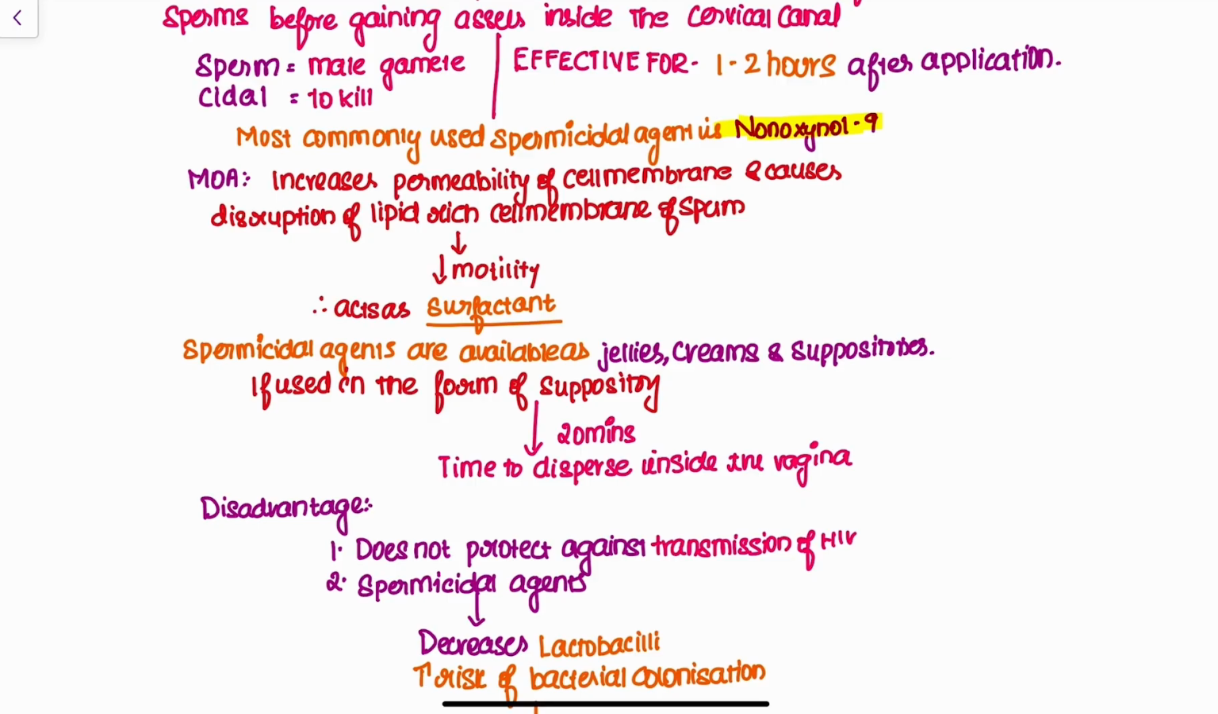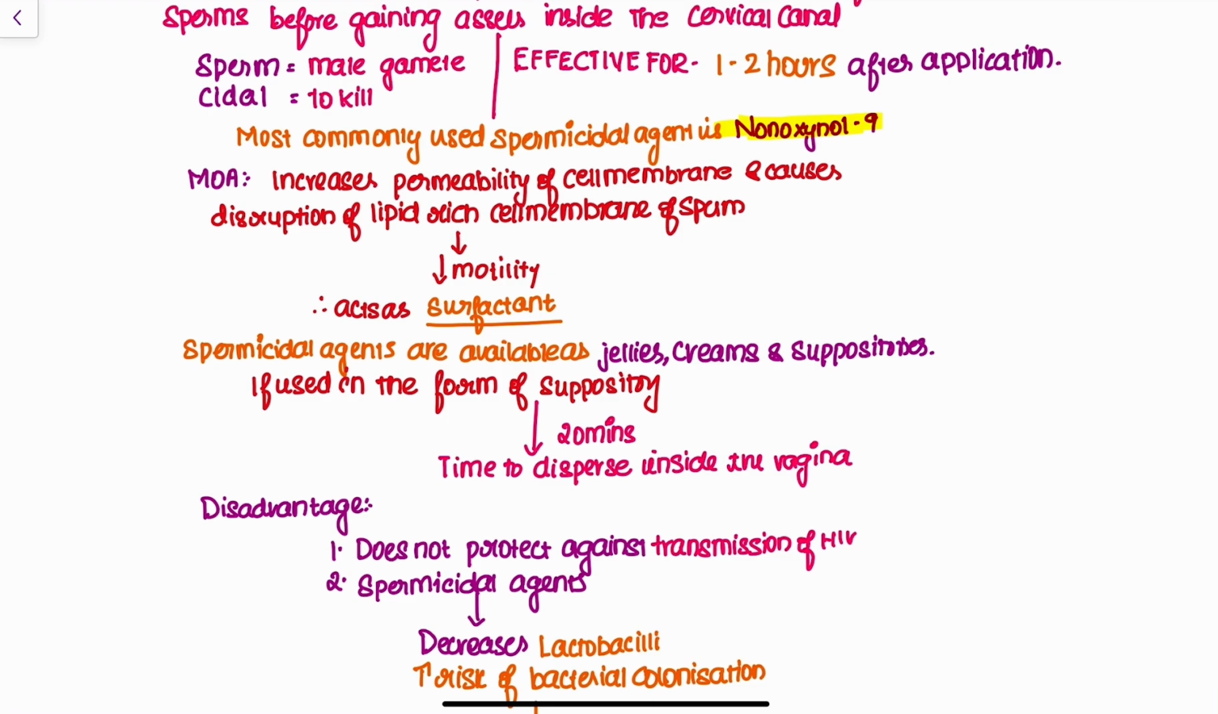Now, coming to the mechanism of action by which this spermicidal agent acts. It is going to increase the permeability of the cell membrane of the sperm. So sperm is a structure, right? We have studied the structure of sperms, right? This sperm has a cell membrane, and this spermicidal agent is going to increase the permeability of that cell membrane, right?